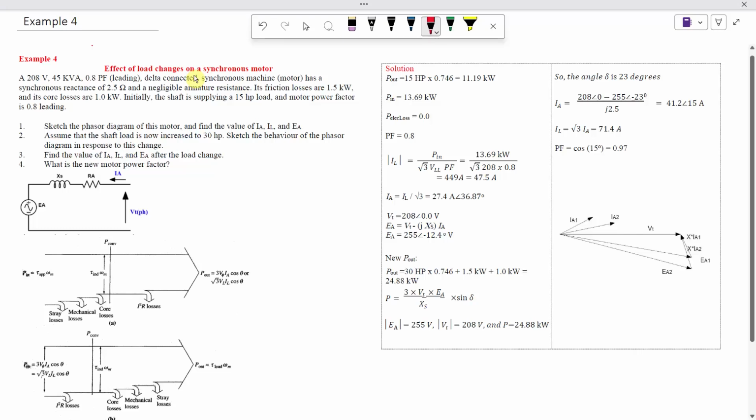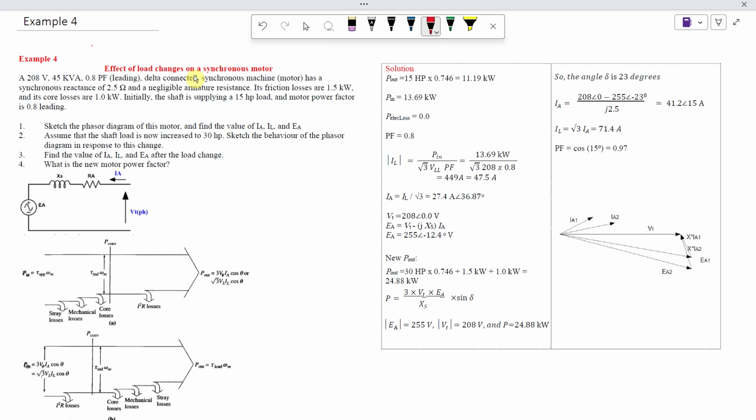This is question 4. This time we're going to explore the effects of load changes on a synchronous motor. This is a motor, so this time it is using electricity to do some work. The nominal terminal voltage is this, and this is the size of the motor. You will not necessarily use all of this capacity, and the power factor is leading in this case. I think it's just for example.